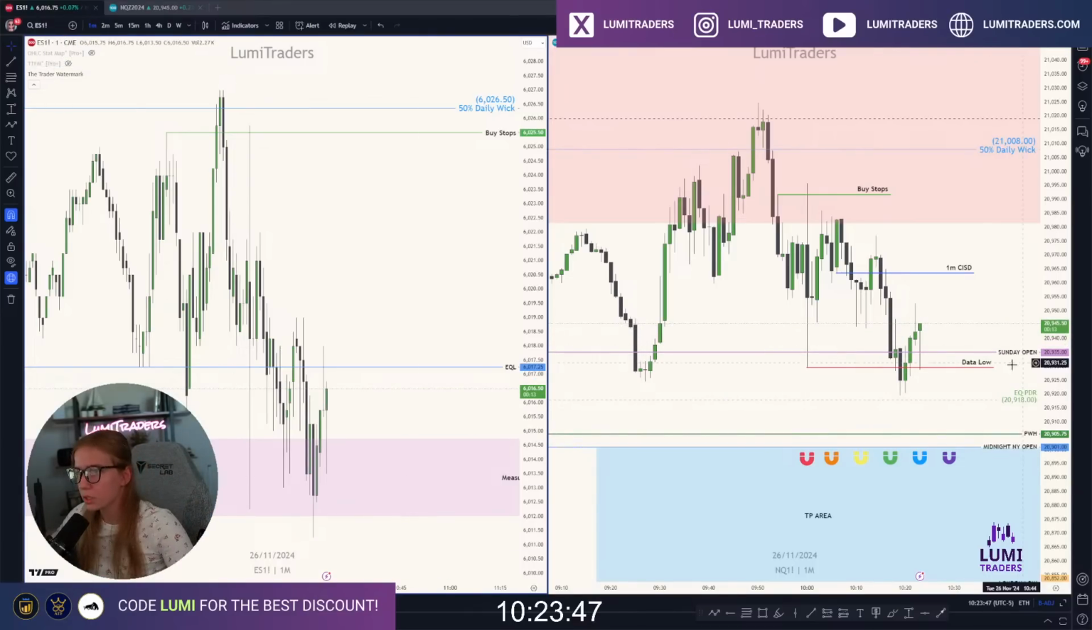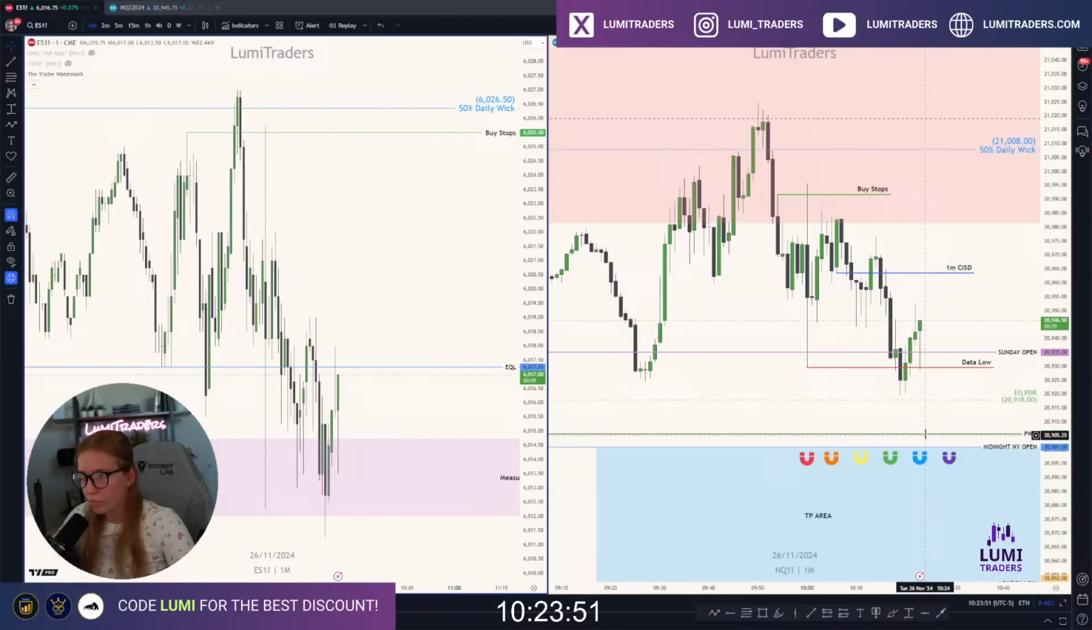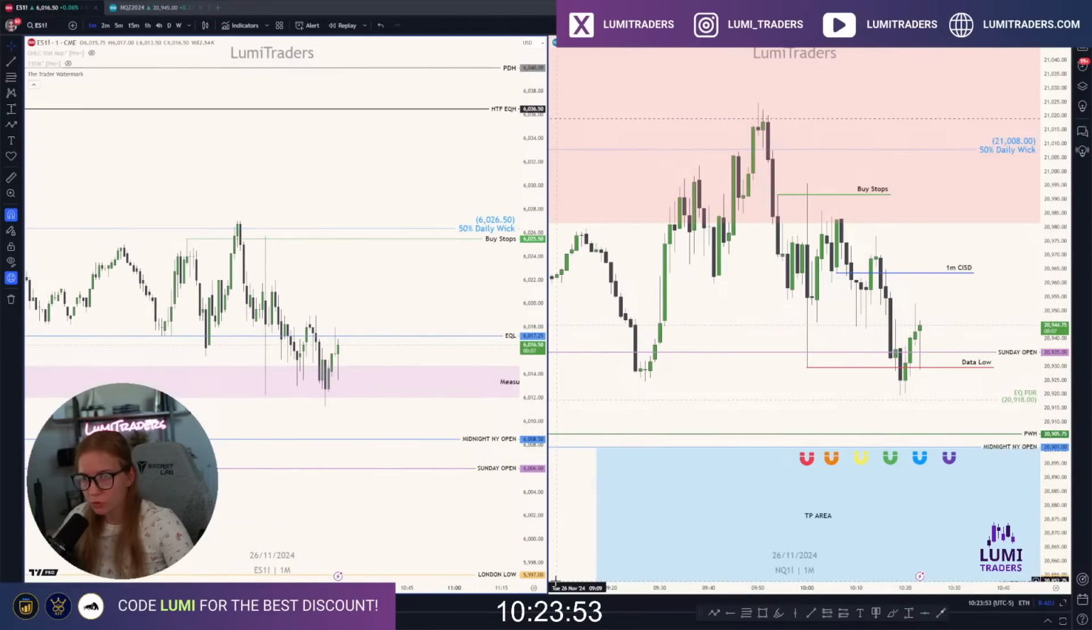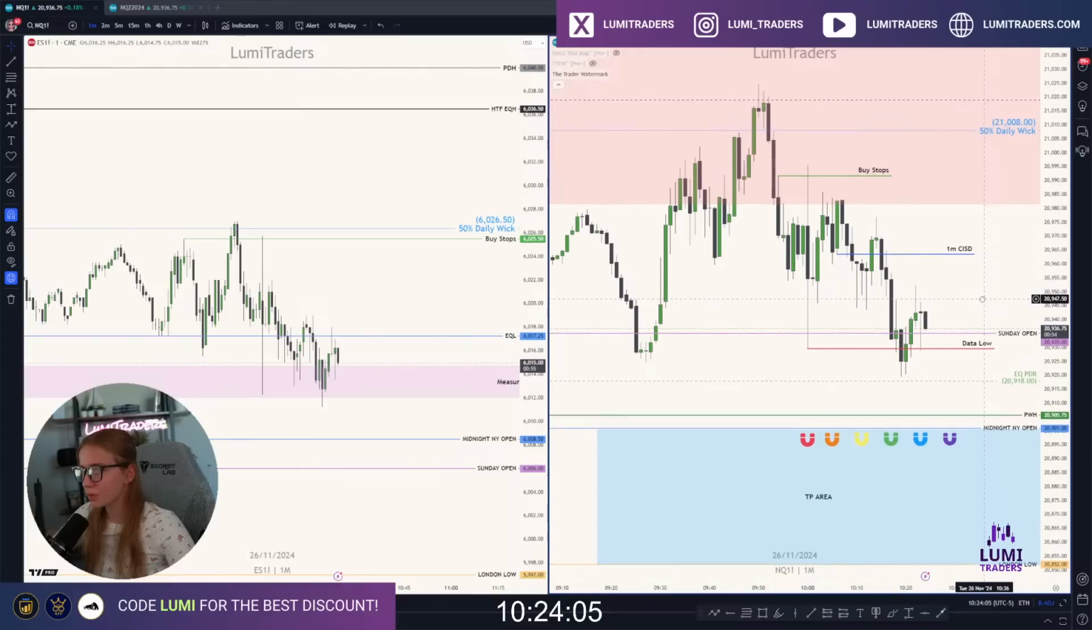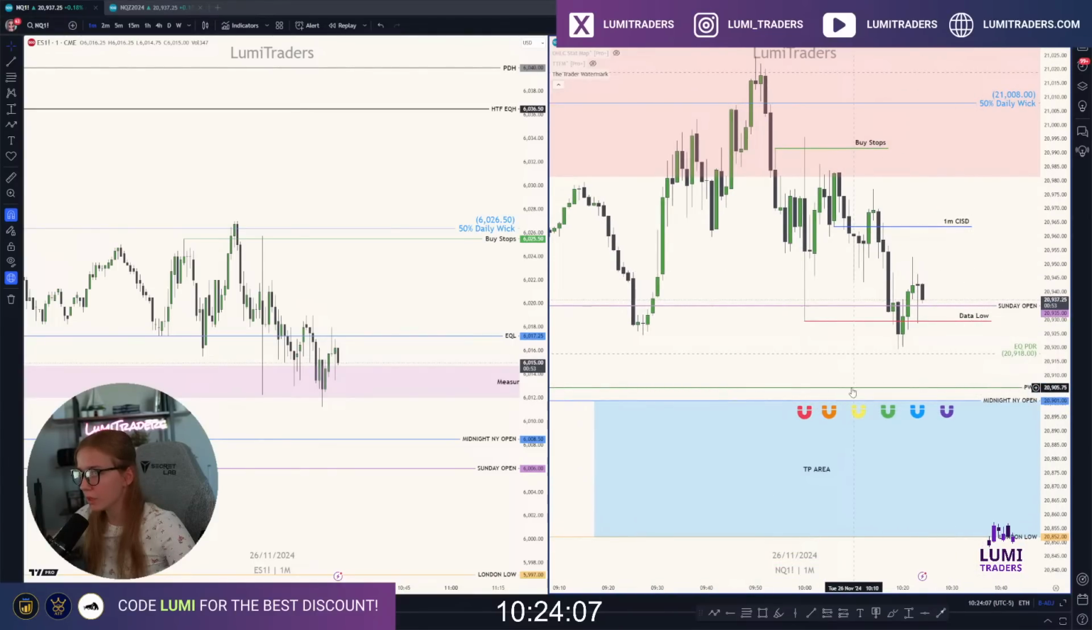So another test of this data low right here, and it failed to take equilibrium of the previous range. I did not highlight, for some reason, equilibrium of the previous direction. Oh, because it lines up with New York midnight open. Exactly right. Above New York midnight open, let's pray for continuation lower. Ideally would like to look for a potential move lower, and would like to see a potential move higher from this TP area.